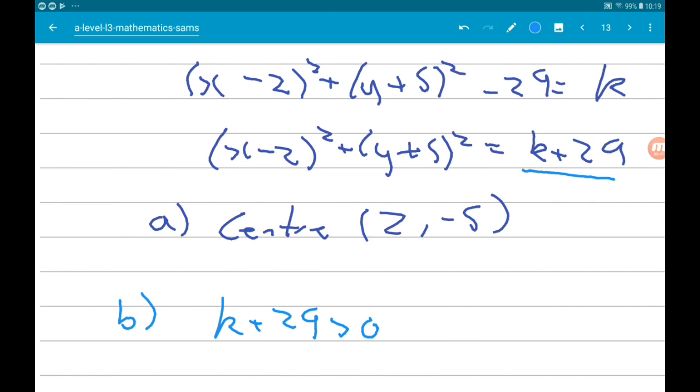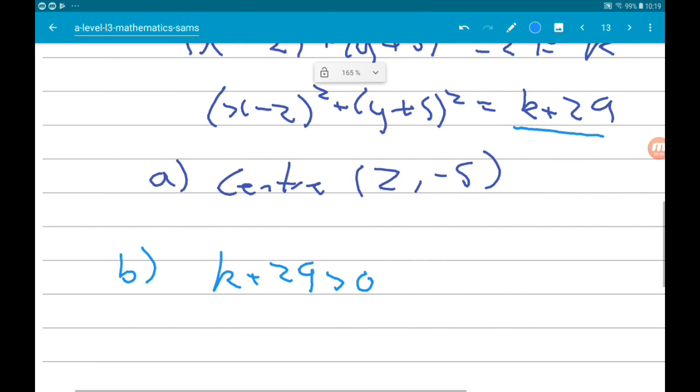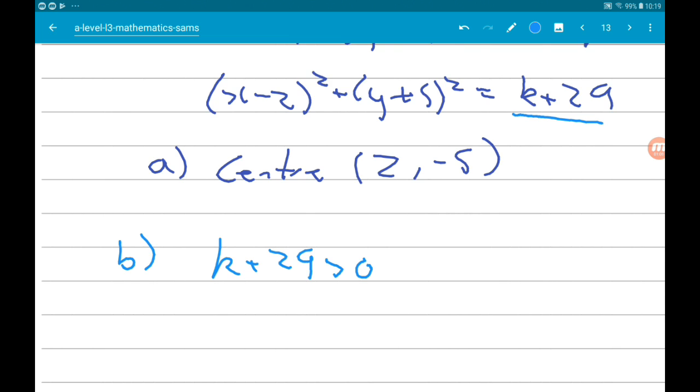Because you are squaring the radius, even r itself has to be greater than 0 because it's the radius of a circle. So, if we then just subtract 29, we get k must be greater than minus 29.